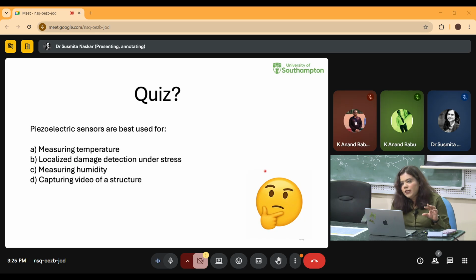When we talk about capturing the video, that means you are getting it through the laser using this drone. We cannot do that using PZT, right? So B is the correct answer.